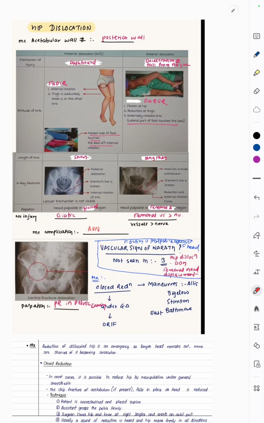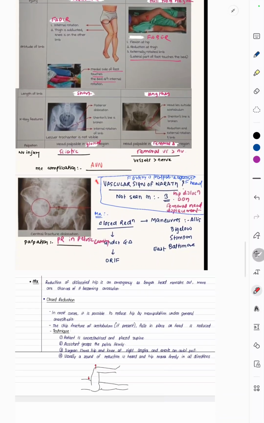Then talking about the X-ray features, Shenton's line is broken. Then the head is palpated in the gluteal region, while in case of anterior dislocation, the head is palpated in the femoral triangle. The nerve injury is to the sciatic nerve, while in the anterior dislocation, the injury is to the femoral vessels more than the femoral nerve, while the most common complication is avascular necrosis of the femoral head.